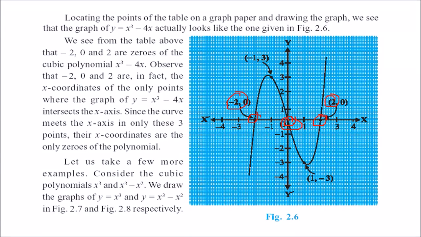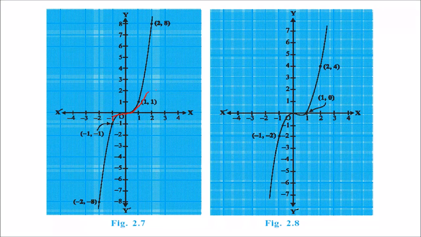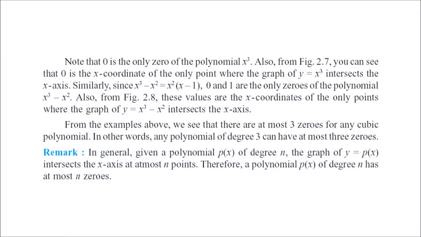So these three points, we call them zeros. So these are 3 roots or 3 zeros. Here we have just 1 zero. Here we have 1 and 2 zeros. Now we conclude for the cubic there can be at most 3 zeros. At most means there can be no zeros, there can be 2 zeros, there can be 3 zeros.